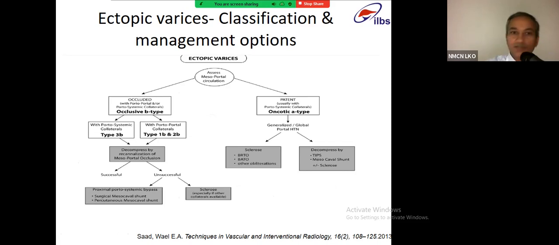So this is the protocol for how to manage these ectopic varices. We have to classify whether this is an occlusive type of ectopic varices or a non-occlusive type, that is, a patent portal system. With the occlusive type, the options are either decompression or to recanalize the portal vein wherever the occlusion is. If that is unsuccessful, the patient can be considered for shunt surgery. And if the system is patent, the variceal portion can be either embolized with BRTO, balloon retrograde transvenous obliteration, or decompressed with a shunt or with TIPS.